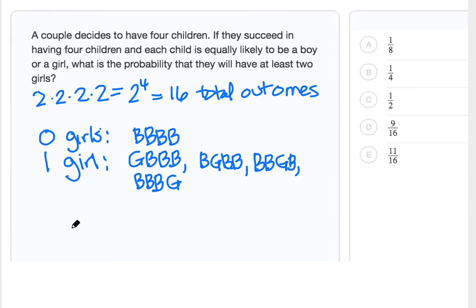So the total possible outcomes for at least 2 girls is going to be 16 minus the 5 cases that we just figured out, which gives us 11. Now we're looking for the probability. So the probability is going to be given by 11 over 16. And the correct answer is choice E.